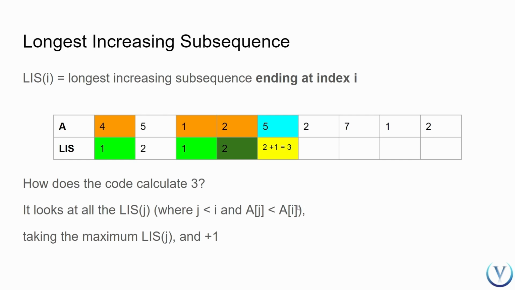Putting it more mathematically, we look at all the LIS of index j where j is less than i, and the array value a of j must be less than a of i as well. In order for us to extend the LIS, we take the maximum LIS of j values and add 1 to it. So the LIS of j over here is in the light green, a of j over here are the orange boxes, a of i over here is the blue box, and the maximum LIS of j is the dark green box.